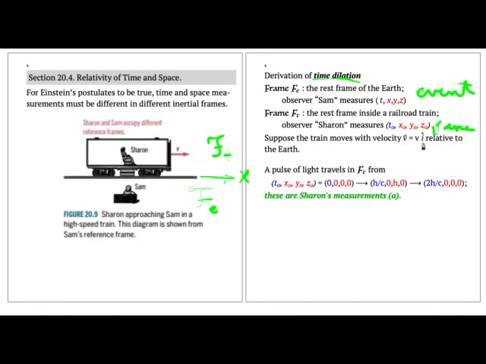The velocity of the train is v i hat. i hat is the unit vector in the x direction. v is the speed. The v vector is v times i hat. So the train is moving relative to the Earth.